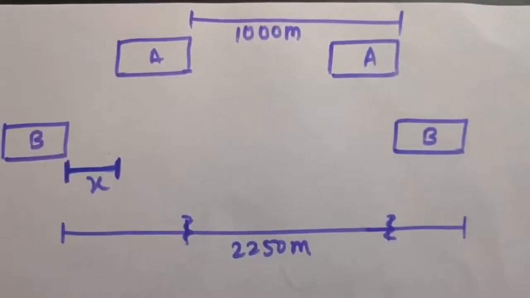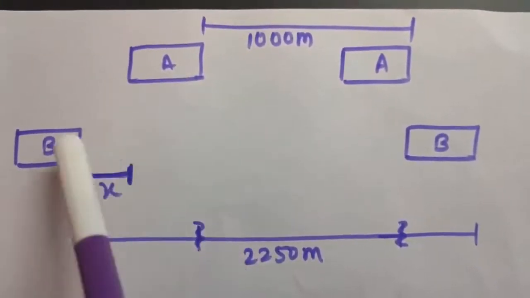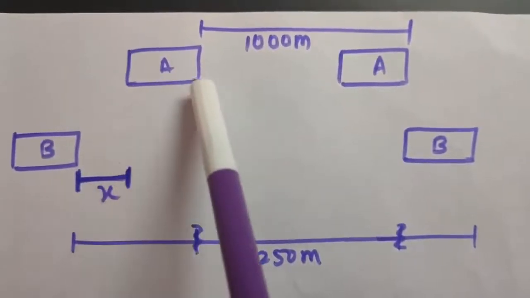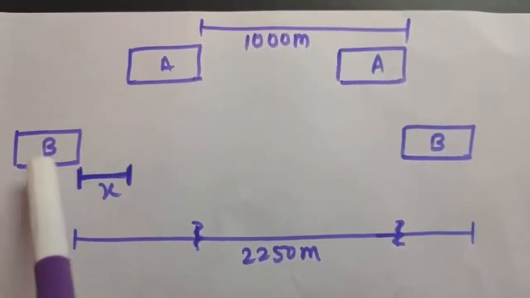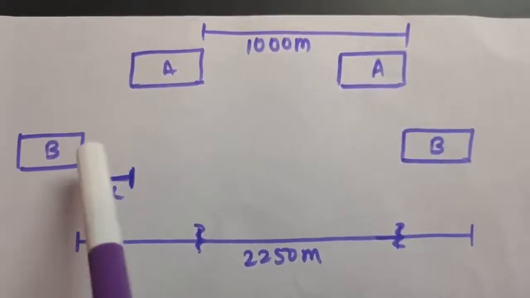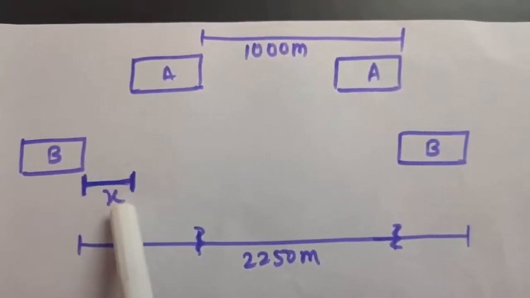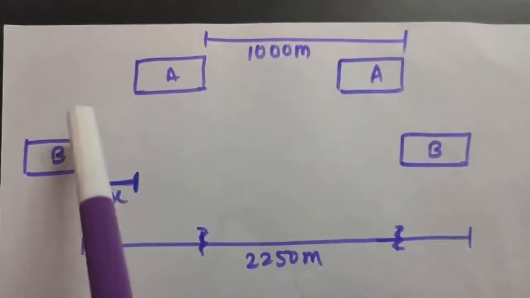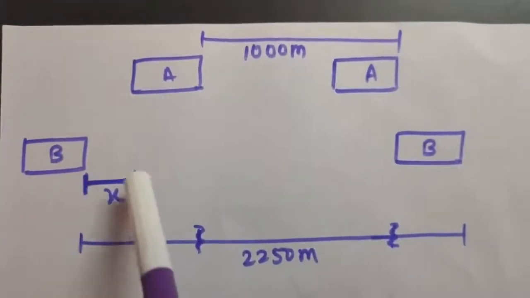Okay, so to understand the scenario, look here. This is the initial condition. Suppose this is the train A of length 400 meter. This is the train B of length 400 meter, and this is the original distance between them which we have to calculate, that is x. Okay, so this is the distance between the trains and we have to calculate this.